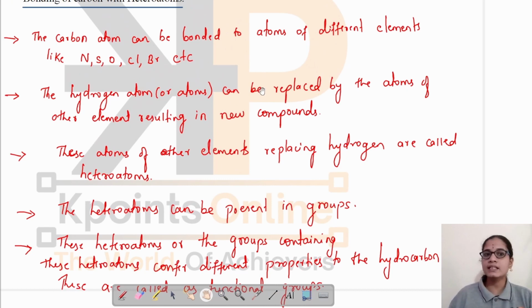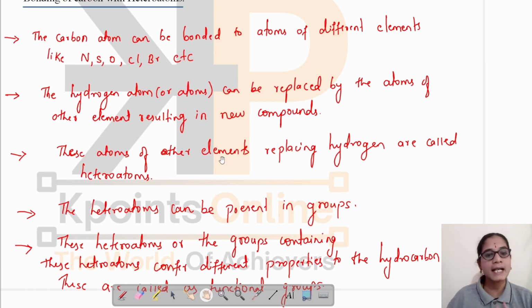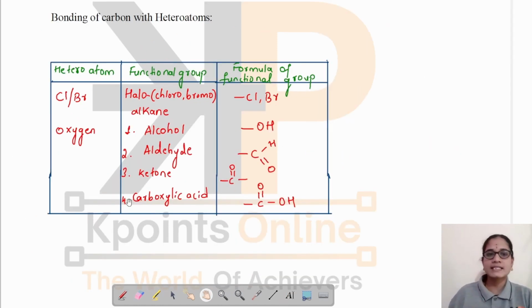See here, we know that the carbon atom can be bonded to atoms of different elements like nitrogen, sulfur, oxygen, chlorine, bromine, etc. And these are formed by replacing one or more hydrogen atoms by these atoms. These atoms of other elements replacing hydrogen are called heteroatoms. They may be present in the form of a group also. And these heteroatoms confer different properties to the hydrocarbon chain, so they are called functional groups. How do they look? Let's see here.